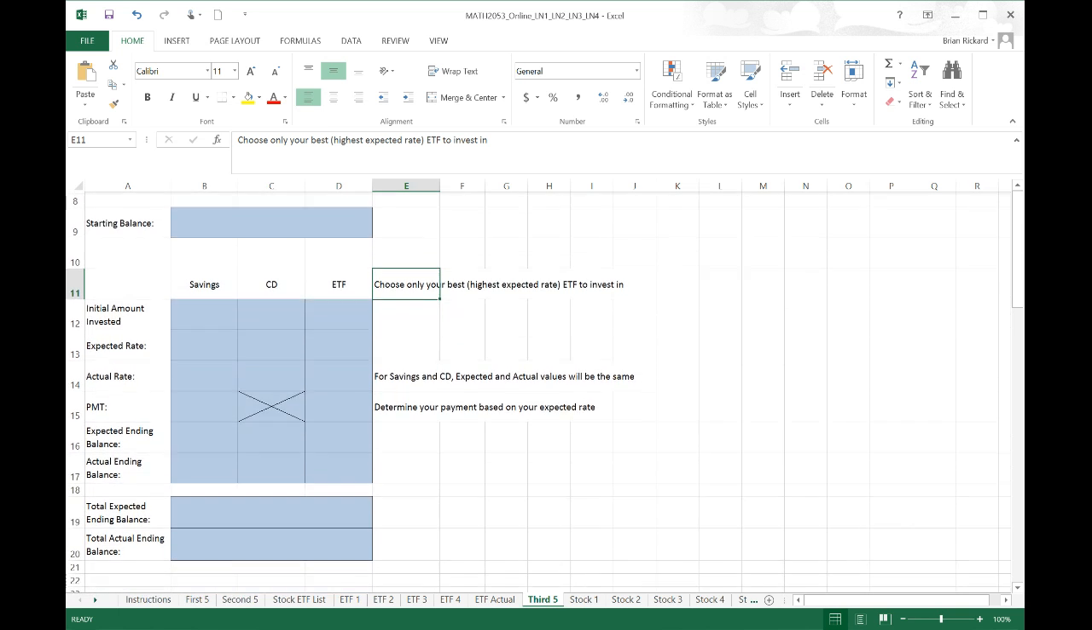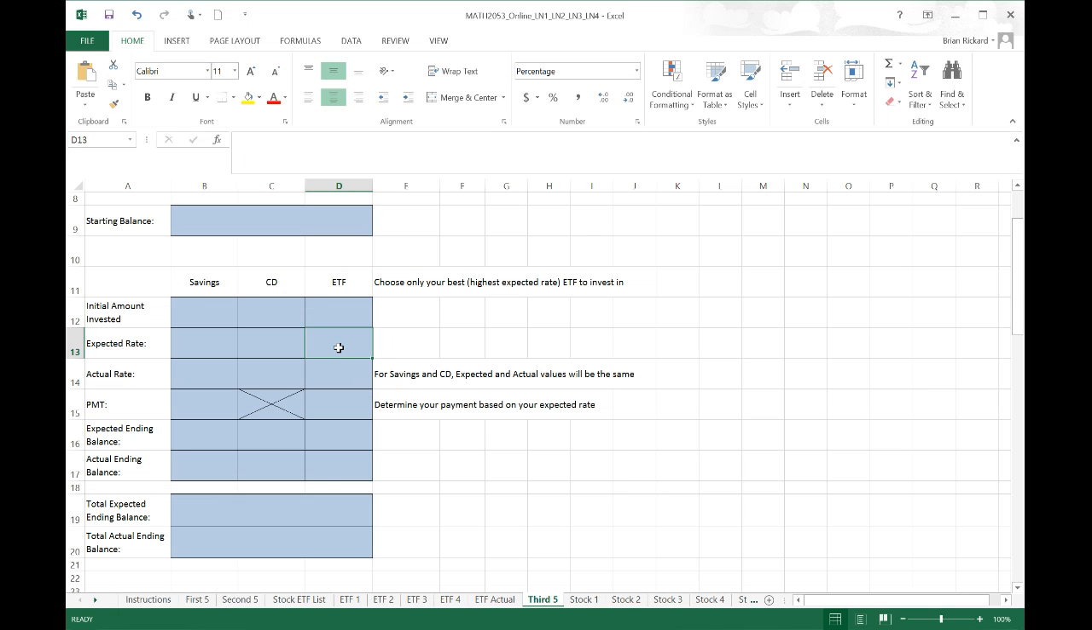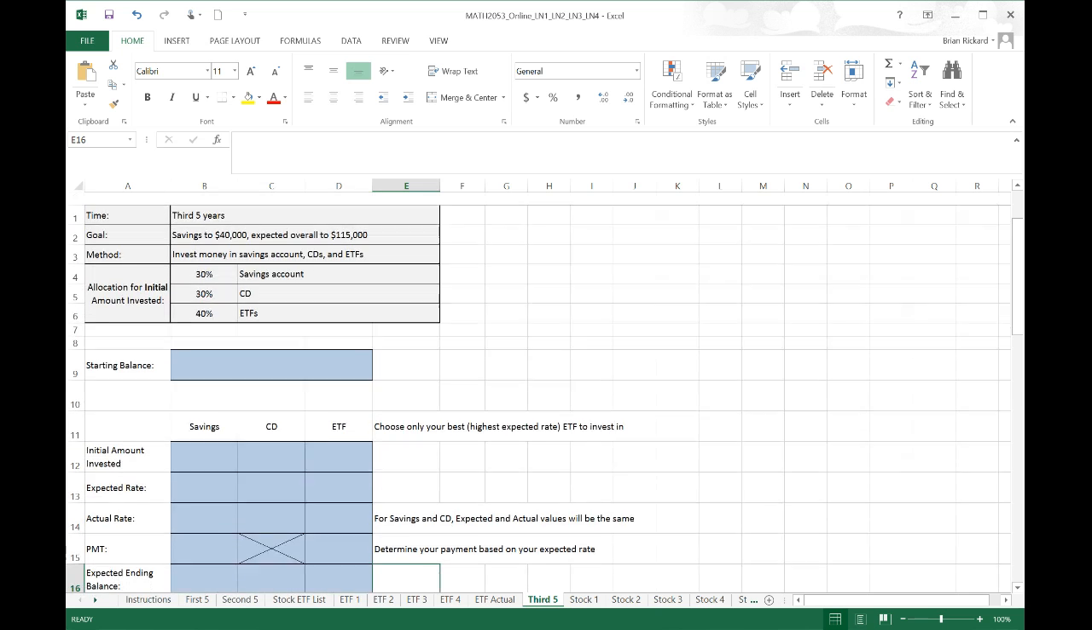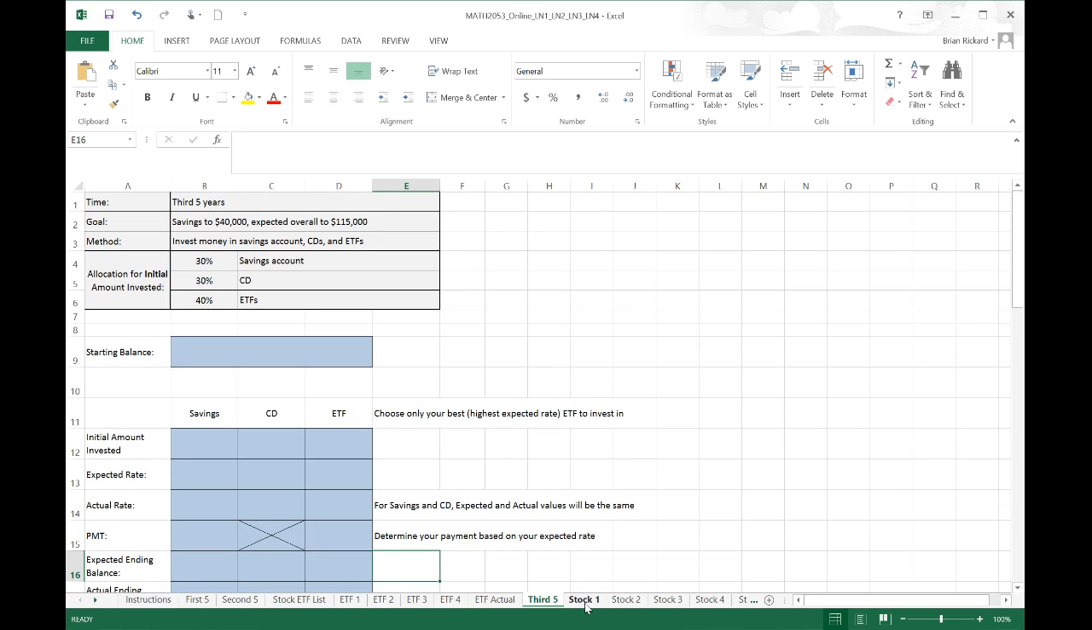All right. So for ETF, we will have a different expected and actual rate. For savings and CD, those will be the same, however. So savings expected rate and actual rate will be the same for CD. And then expected ending balance and actual ending balance for savings and CD will be the same as well. So those will only be different for the ETF. The expected and actual ending will be different. Okay? All right, so fill out all of that information, and then we move on to stocks.